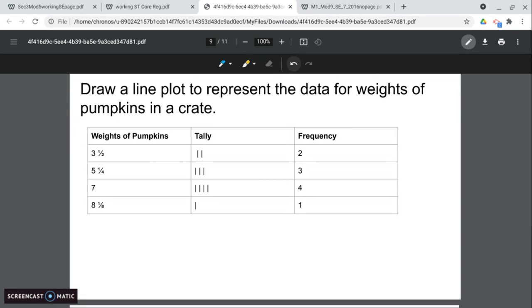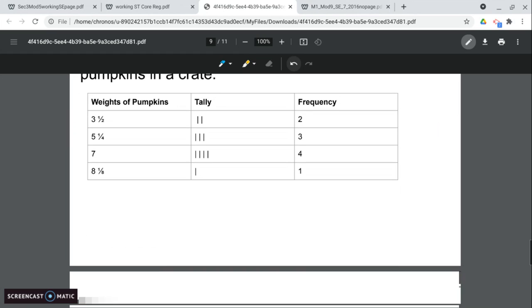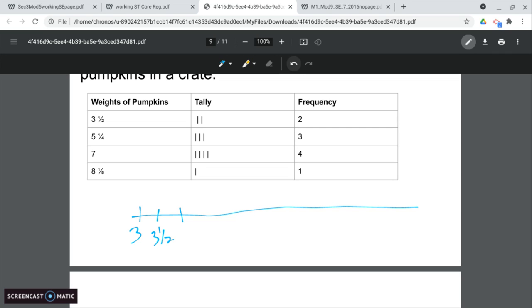Draw a line plot to represent the data for the weights of the pumpkins in a crate. So we've got our line. Here's 3, 4. This would be 3 1/2. And we've got 2 there. And that's 4, 5, 6, 7, 8. We have 5 1/4. So this would be our quarter. We've got 3 of them. We have 4 7s. And then we have 1 8 1/8. So that would go here.